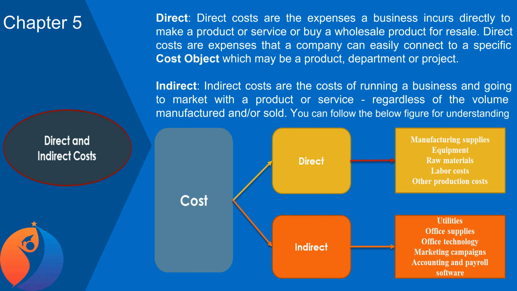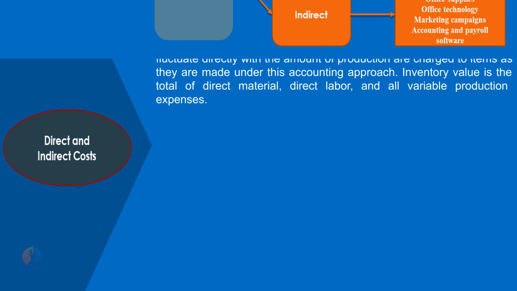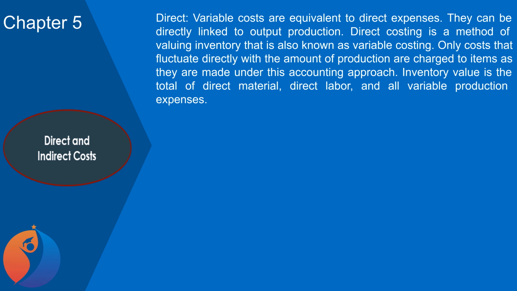Indirect costs are the costs of running a business and going to market with a product or service, regardless of the volume manufactured and/or sold. You can follow the below figure for understanding. Direct variable costs are equivalent to direct expenses. They can be directly linked to output production.